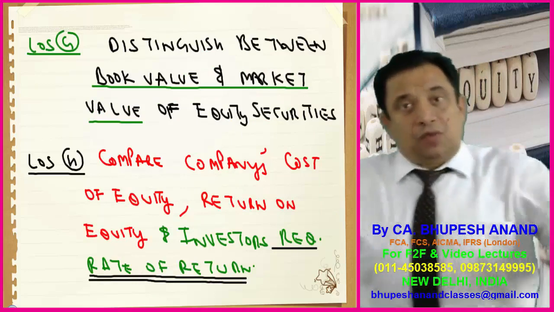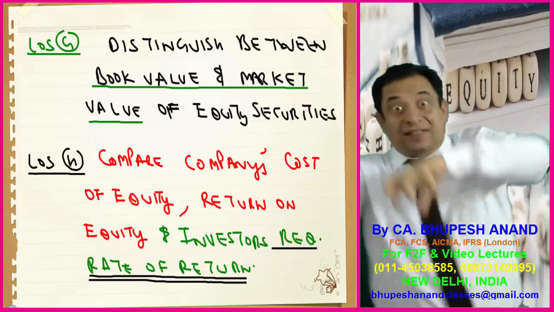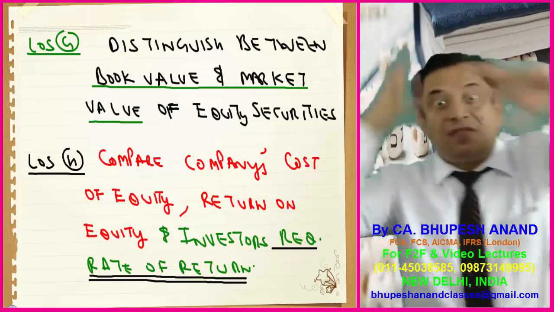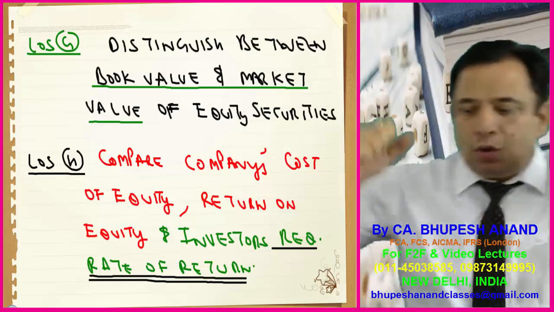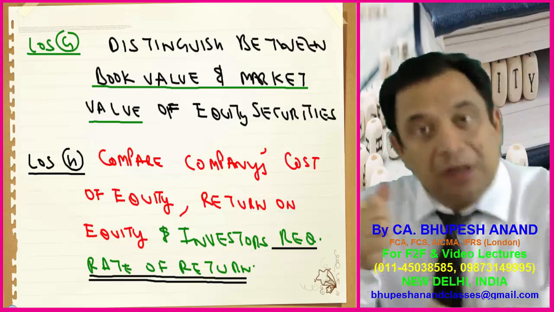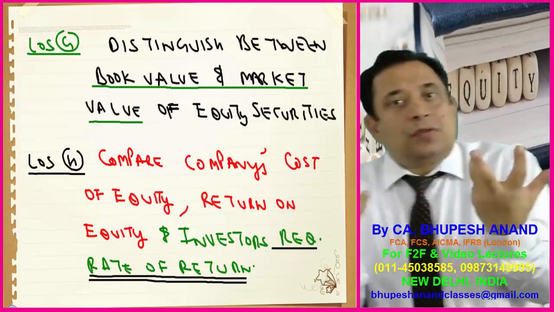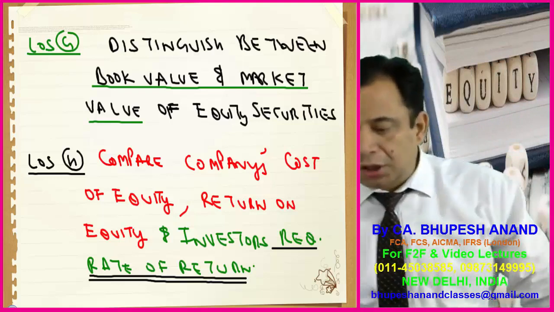and the market value. The value which is appearing in the books is named as book value, and the value which is being traded in the stock market, that BSE, Sensex, that is named as market value. And the last is company's cost of equity and return on equity. Compare what is the meaning of cost of equity, that is from investors' point of view, and what is the meaning of return on equity.